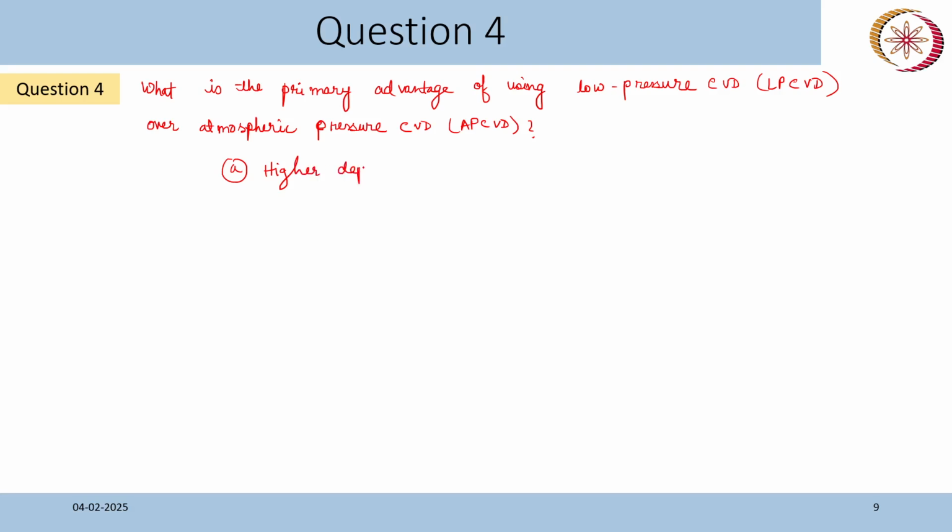Higher deposition rates. Better film uniformity. You deposit 10 films using CVD, right? So is it better film uniformity? Third option is lower substrate temperature.